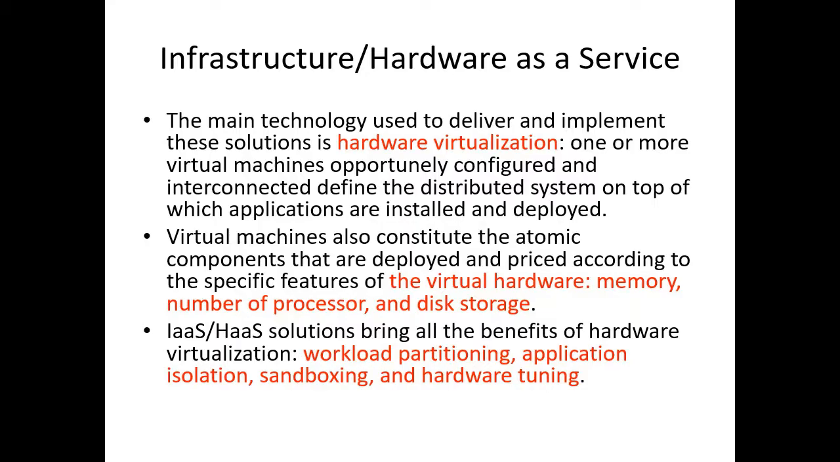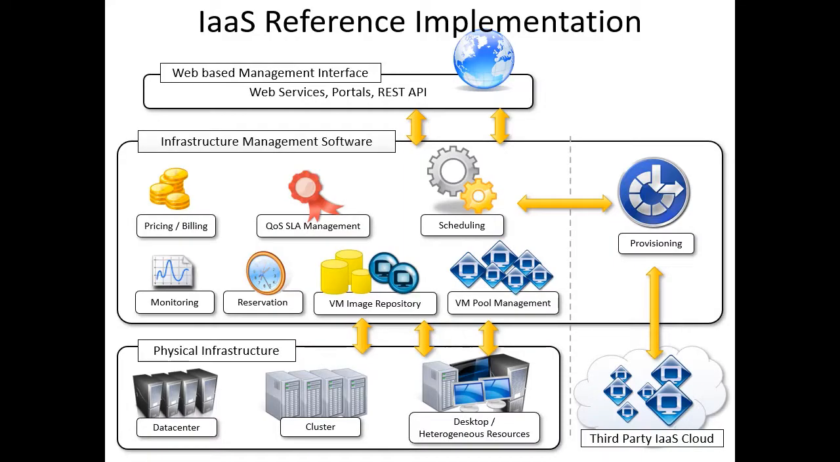service setup. Now let us look at this diagram, which is classified into three layers. The bottommost layer is the physical layer, the middle layer is called the infrastructure management software layer, and the topmost layer is the web based management interface. So we already know about the physical layer. All the infrastructure like your hardware or your storage, etc., can be put into the physical layer, as shown, for example, data centers, clusters, etc. Let us talk more about the infrastructure management software.